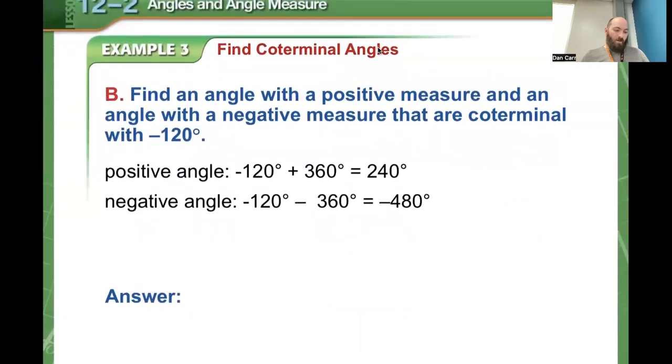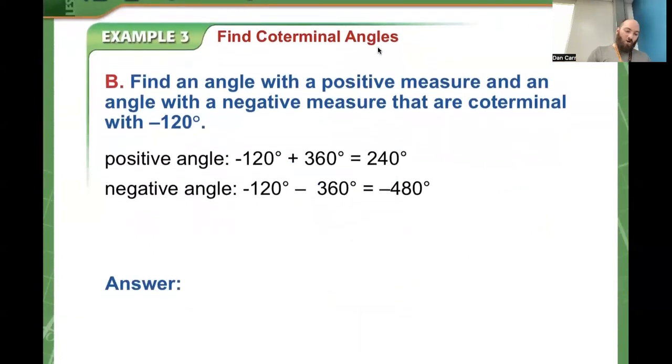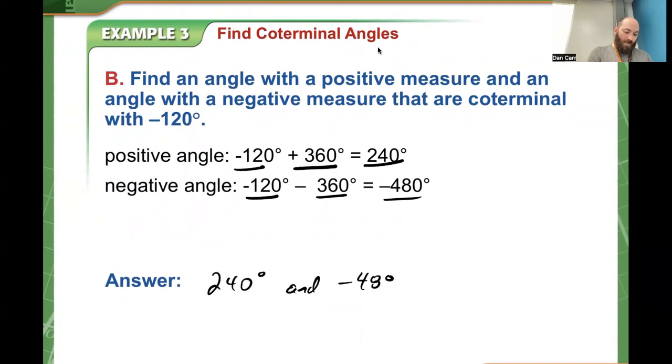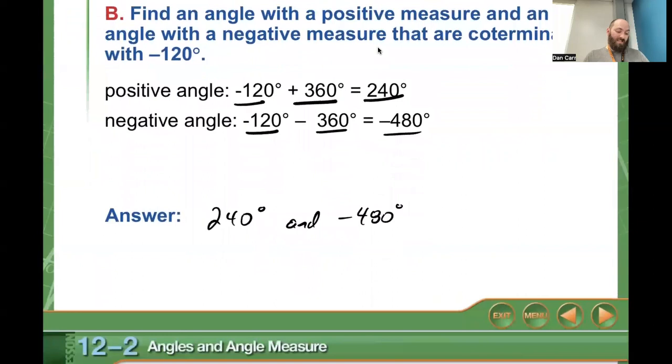Okay, find an angle with a positive measure and an angle with a negative measure that are coterminal with negative 120. Same exact idea. If we take negative 120 plus 360, we can get to 240. That's my positive coterminal. And if I take negative 120 minus 360, that gets me to negative 480. Okay, so my answer here is 240 degrees and negative 480 degrees. That's it. If I want positive coterminal, I'm adding 360. If I want negative coterminal, I'm subtracting 360.